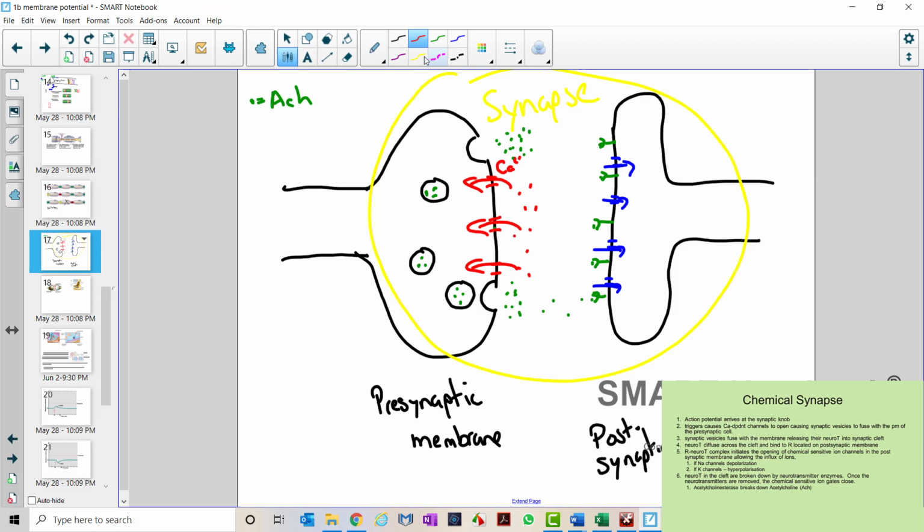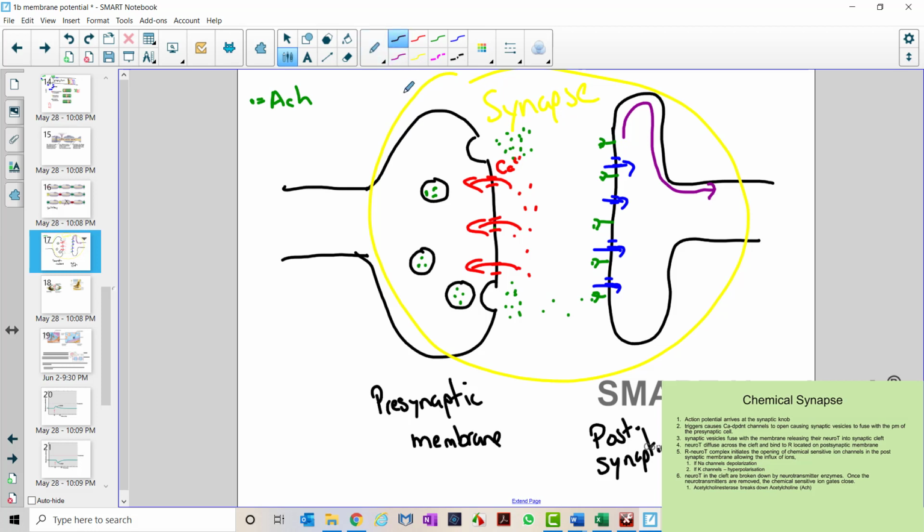Maybe I'll use a different color. So, propagation of the action potential. It will move, and now the action potential is free to move down this dendrite through to the next axon, and so on. So that's one possibility. This acetylcholine caused an action potential.